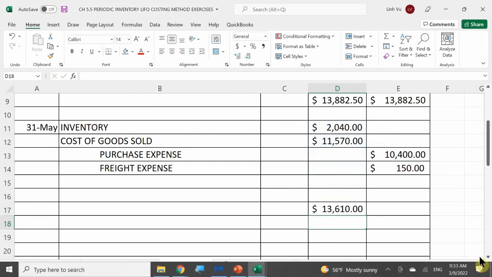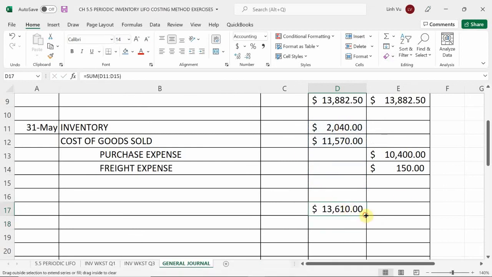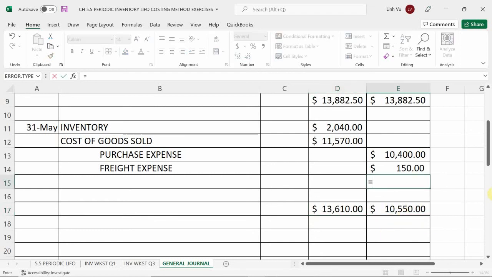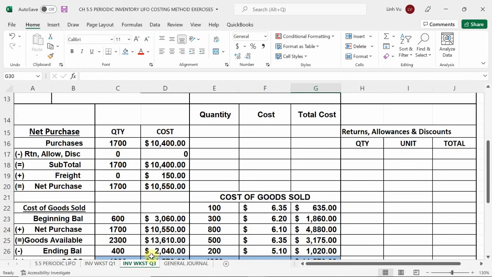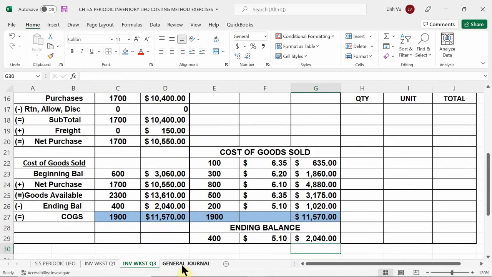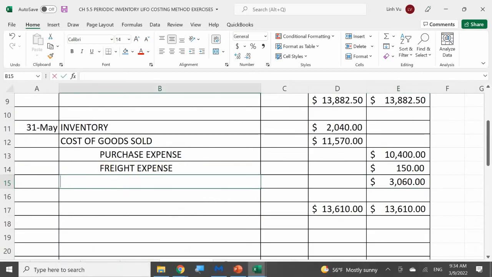Okay, so I got 13,610 on the left versus 10,550 on the right. So if you want to do your math here, 13,610 minus 10,550, I am missing $3,060. And where do I see this $3,060? It's your beginning balance. So in this case, it's my beginning balance in my inventory.